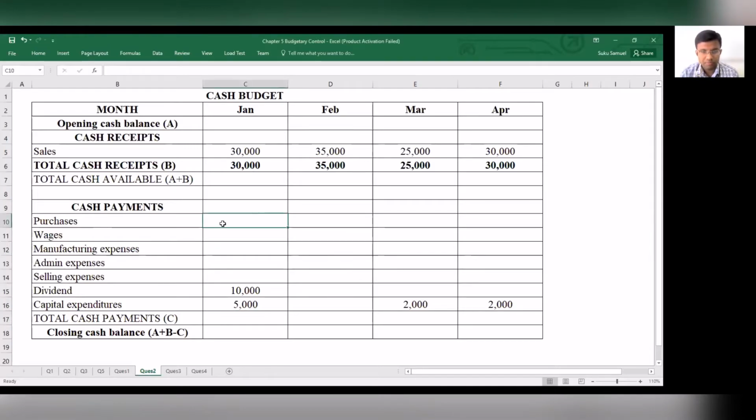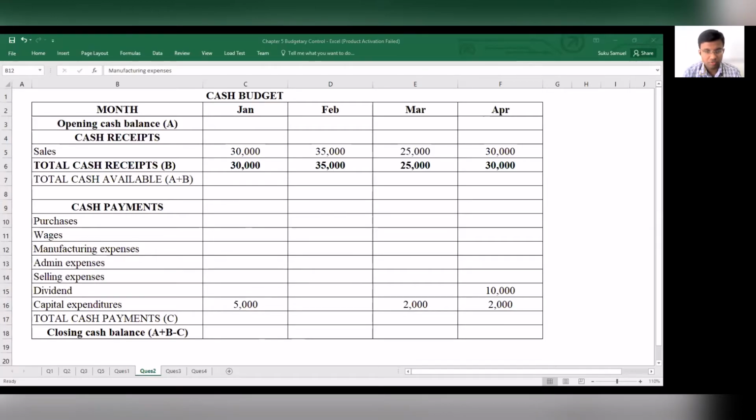Sorry to interrupt, but there was a small correction. The dividend amount is payable not in January, it is payable in April. Thank you for noticing that. Dividend is not payable in January, it is payable in the month of April.